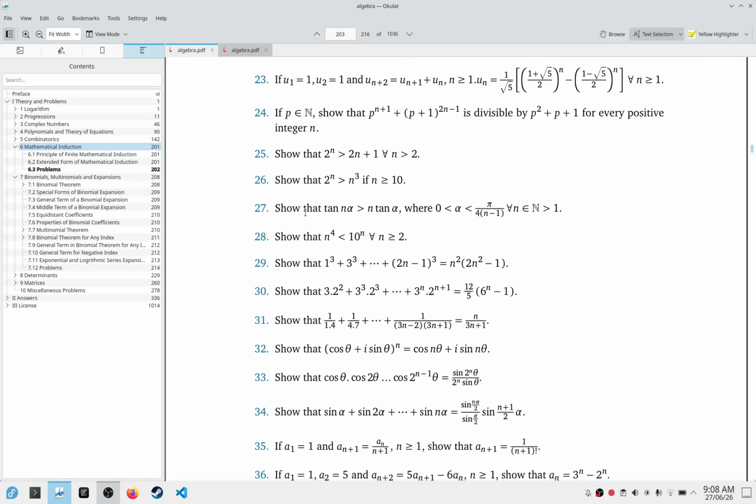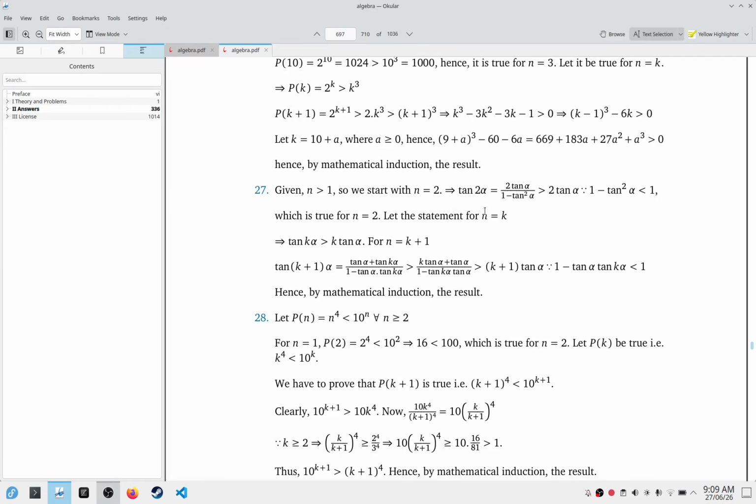Question 27 says that show that tan n alpha is greater than n tan alpha where 0 is less than alpha less than pi by 4n minus 1, for all n in natural numbers greater than 1. So we let n is equal to 2. So we have got tan 2 alpha is equal to 2 tan alpha by 1 minus tan square alpha, greater than 2 tan alpha, because 1 minus tan square alpha is less than 1.